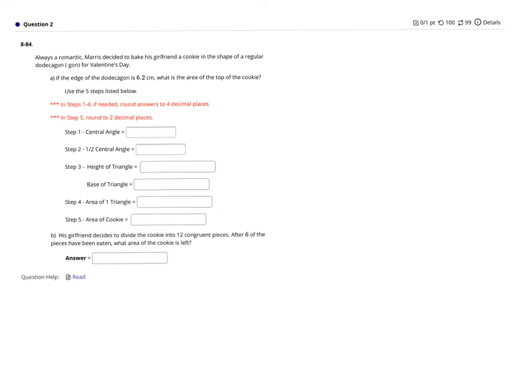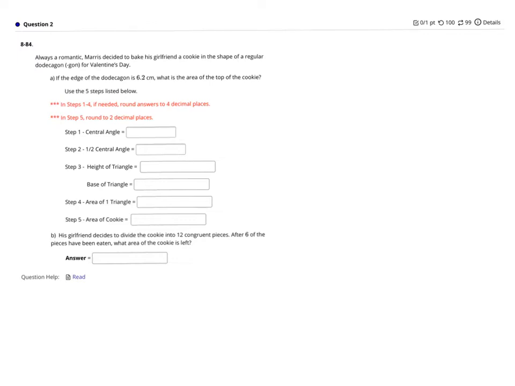Okay, this is section 8.2.2 and number 8.84, which is question number 2 on that homework assignment. Always romantic. Maris decided to bake his girlfriend a cookie in the shape of a regular dodecagon, which is a 12-sided polygon, for Valentine's Day. If the edge of the dodecagon was 6.2 centimeters, what is the area of the top of the cookie?